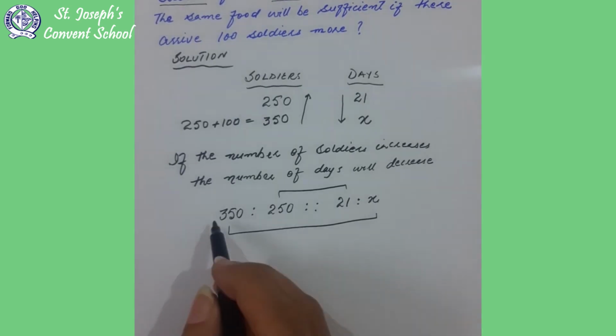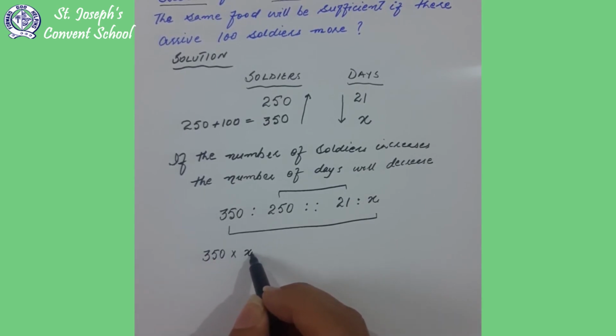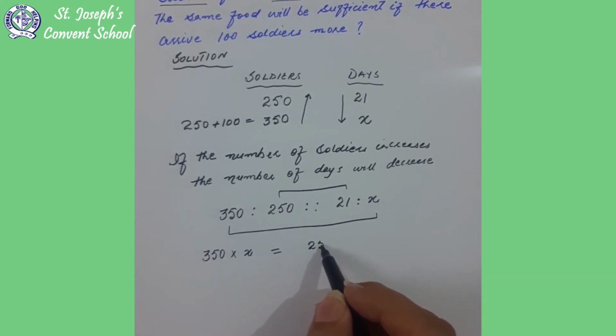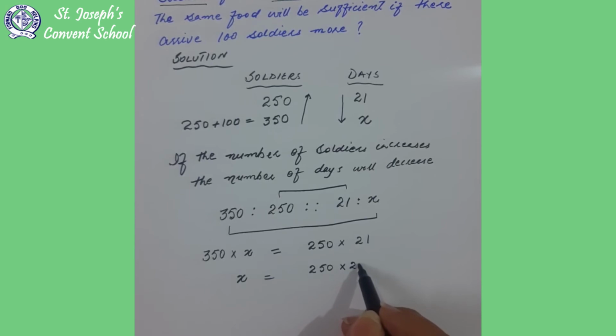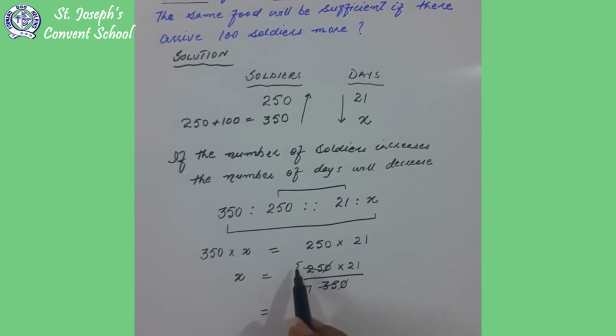Product of extreme values equals product of mean values. So let's multiply 350 into x. Product of extreme values, 350 into x, equals product of mean values, 250 into 21. Now x you have to find, x will remain here. 350 is multiplying, so that side you will divide. So x equals 250 into 21 divided by 350. Okay. So you can simplify it. 0 and 0 cancelled. 5 into 5 is 25. 5 into 7. So multiply 5 into 21 is 105 divided by 7. So you can divide. So x equals 15. Now what is 15? What was required?